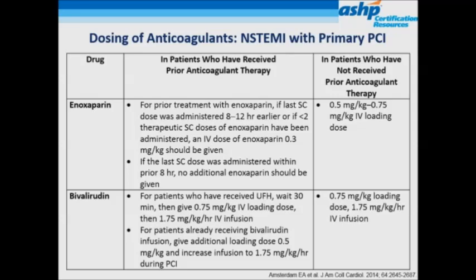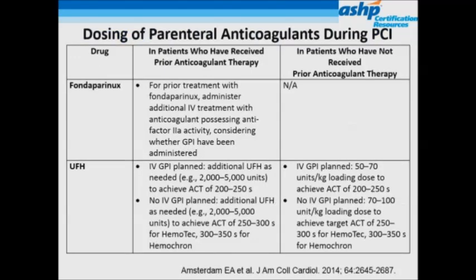Bivalirudin is pretty straightforward. You either continue it in the lab and just increase the dose, or for patients who haven't been on it, you gain access, and then you just use the high dose, right? So you saw the low dose in the previous slide. This is the intra-PCI bolus dose. It's a higher dose than what you will see for any other continuous infusions of bivalirudin.